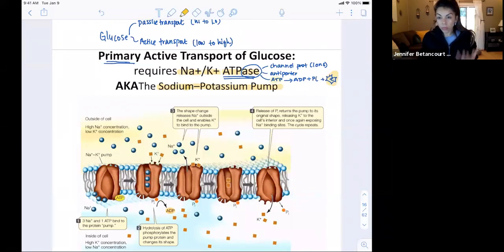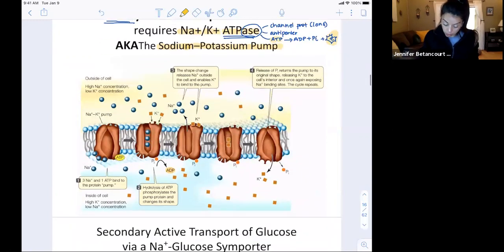ATP. Okay, so the name of this pump is the sodium potassium pump. And why do we call it that? Because it's pumping those things. All right, so let's see how this thing works. And I really, really like this cartoon, and I know it kind of looks busy to start with, but we'll just go through it step by step.